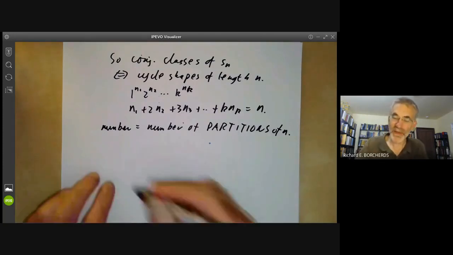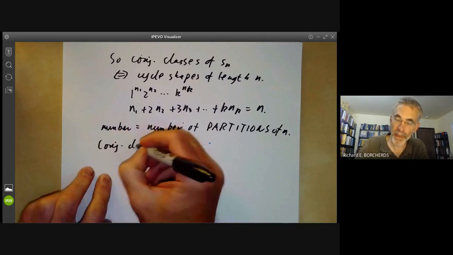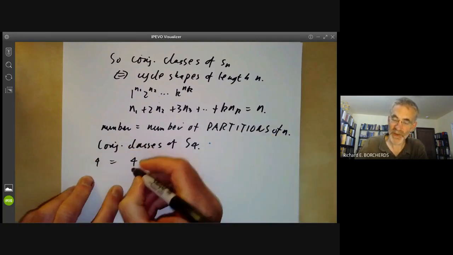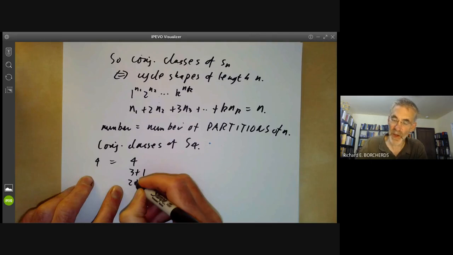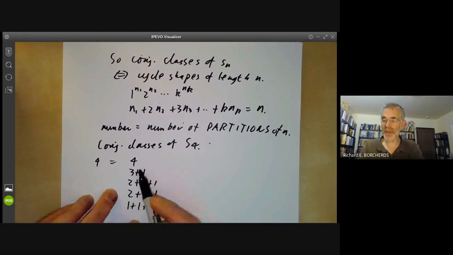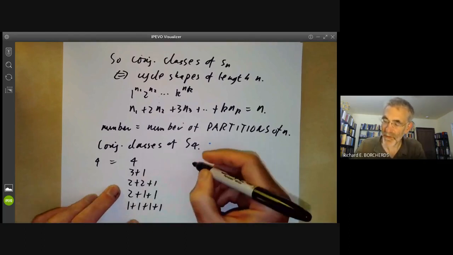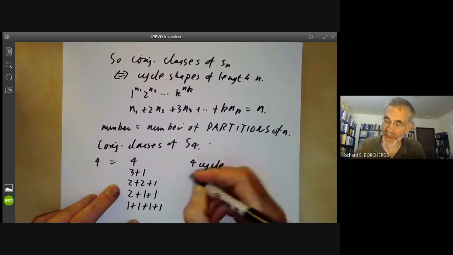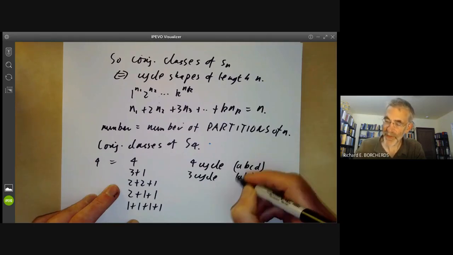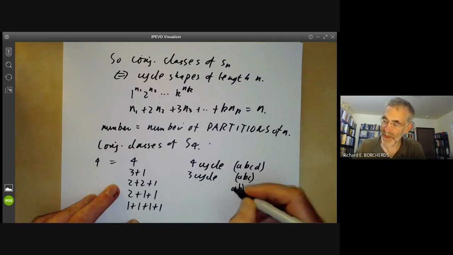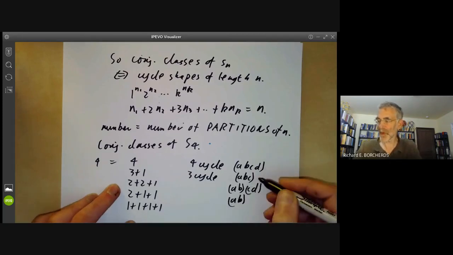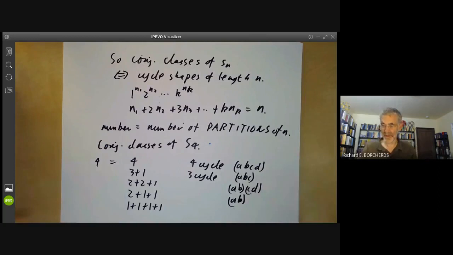For example, let's find the conjugacy classes of S4. So we can write 4 is equal to 4, or 3 plus 1, or 2 plus 2, or 2 plus 1 plus 1, or 1 plus 1 plus 1 plus 1. And this gives us the conjugacy classes: either a 4-cycle, a 3-cycle, so this might be (A B C D) or (A B C), or it might be two 2-cycles, so it might look like (A B)(C D), or it might look like (A B), or it might just be the identity element, where I'm not bothering to write the cycles of length 1 because they're just trivial and uninteresting.